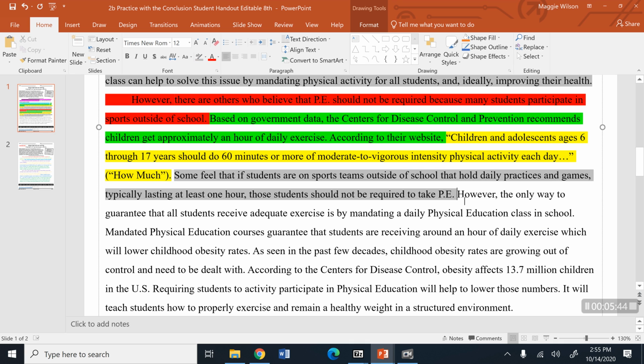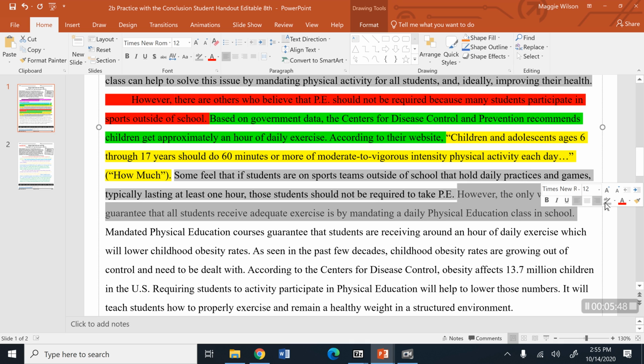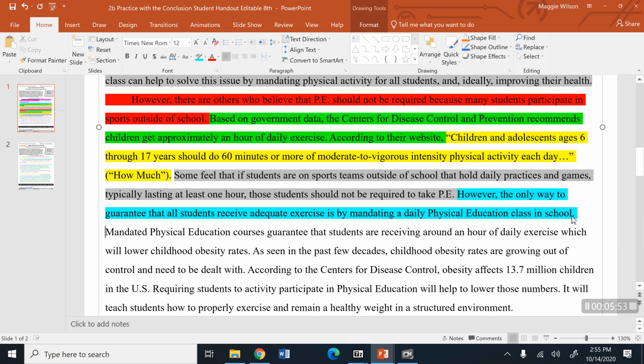And now we need to refute this, so we refute it with a premise. So this right here is actually my premise. So, "however, the only way to guarantee that all students receive adequate exercise is by mandating a daily physical education class in school." This is my premise.